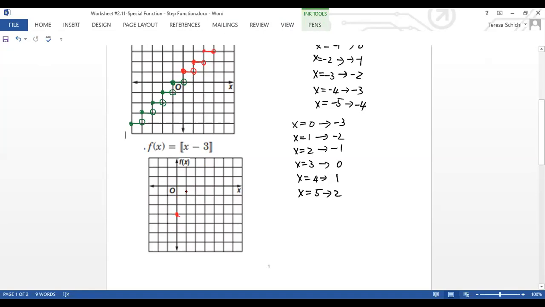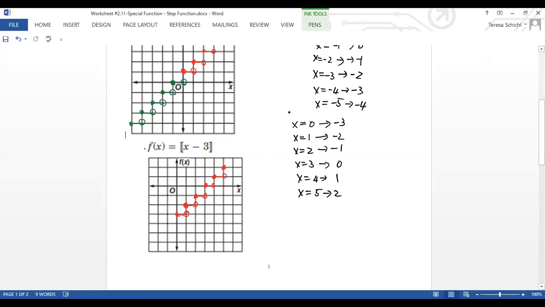1 is negative 2. So here is the solid. Then 2 is negative 1. So here, this one is solid. And 3 is equal to 0. So this one is solid. 4 is equal to 1, right? So this one, 5 equal to 2, right? So that's it. And then we say the open circle is always to the right. So here, that's why you got open circles, right?